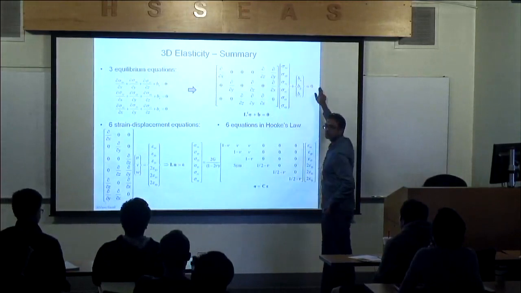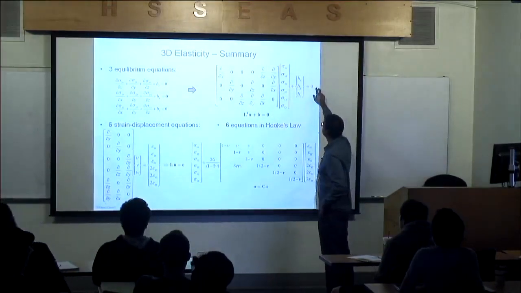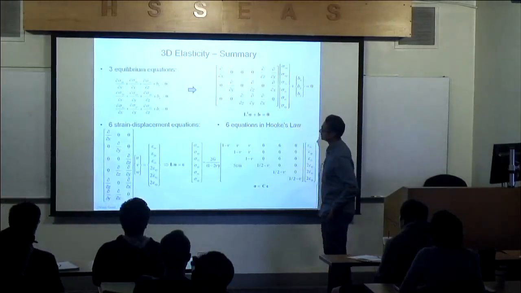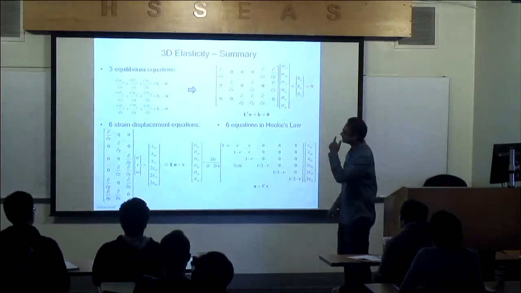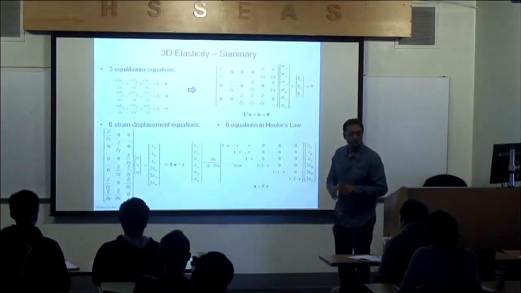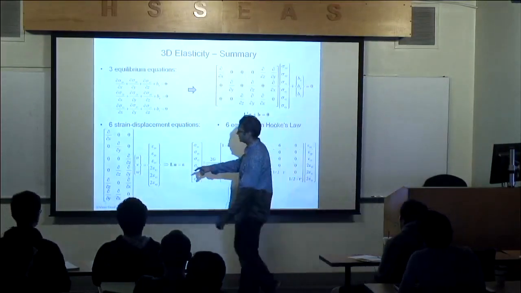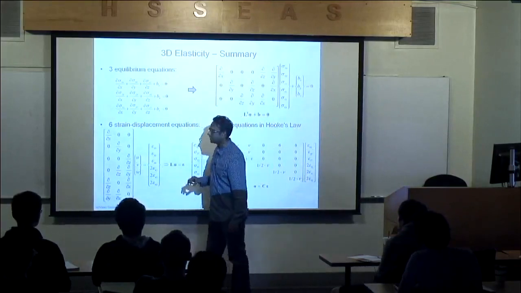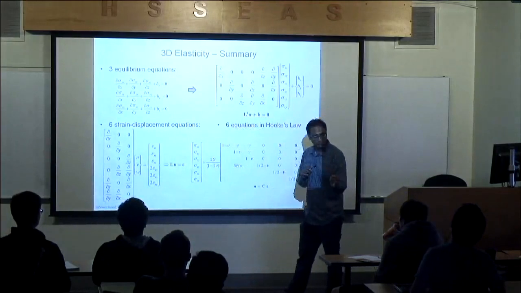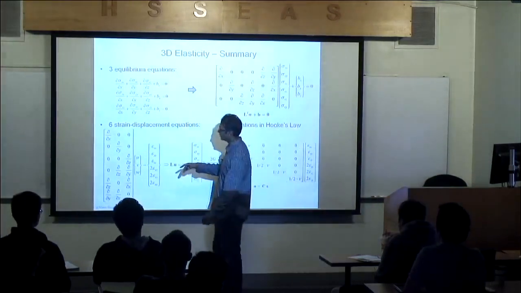We can also add accelerations. You guys know how to tackle that. Rho u double dot, and so we can put that here as well, which I do in the next slide. We also have 6 strain displacement relationships. The strains are related to the displacements, and if you go back to the definition of strains relative to displacements, you will see that we'll get it correctly.